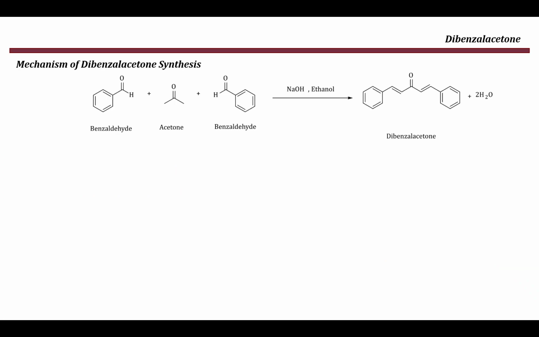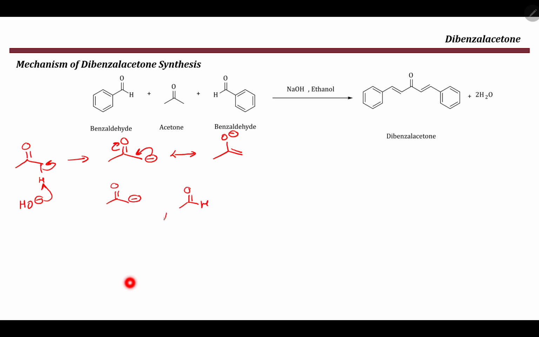So let's take a look at the mechanism of this reaction. So again, starting with acetone, OH minus will abstract this hydrogen, and this will lead to the formation of the conjugate base. Now the conjugate base can of course resonate to give us the enolate anion. However, in order to make the mechanism simpler, we will just start the mechanism from this anion. This anion will react with benzaldehyde. I'm gonna write the structure of benzaldehyde like this.